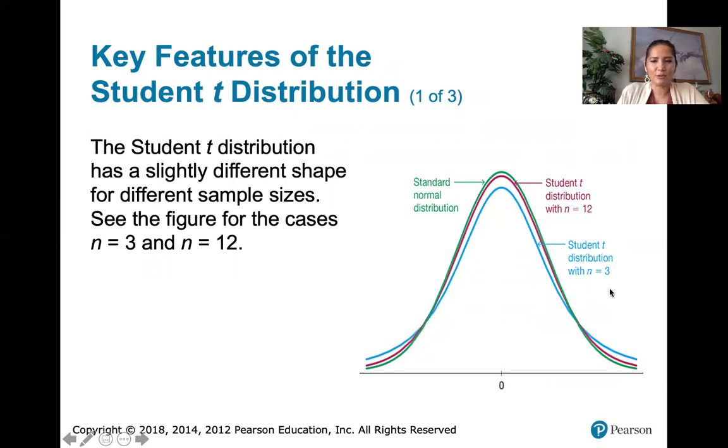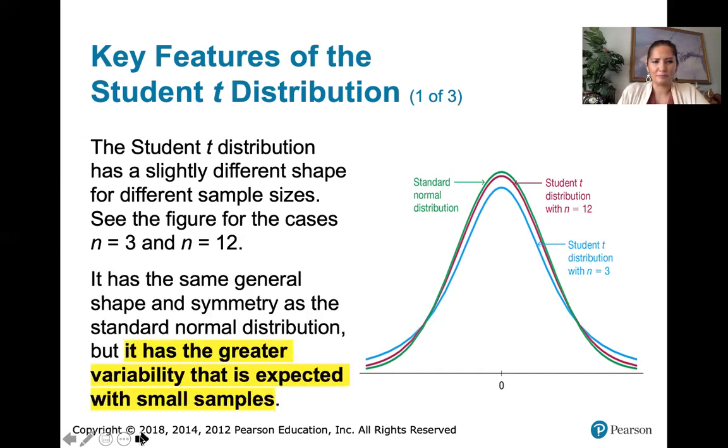And then when n is equal to 3, we have something that's spread out even more. So they all have the same basic shape, but the y values are different, which makes it a student t-distribution as opposed to a standard normal distribution.